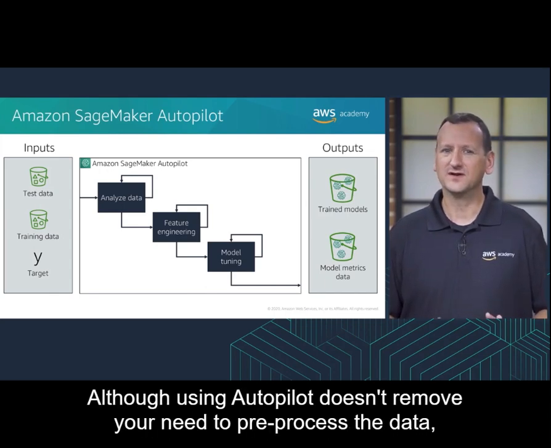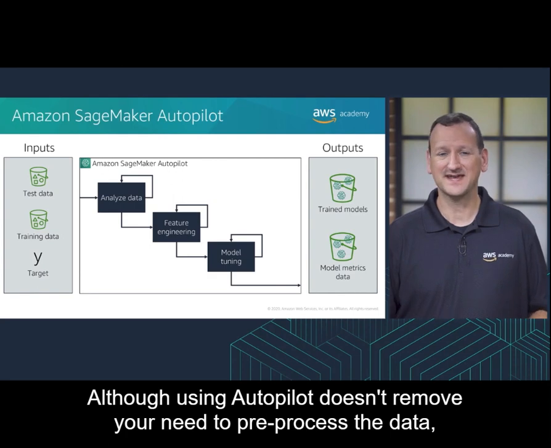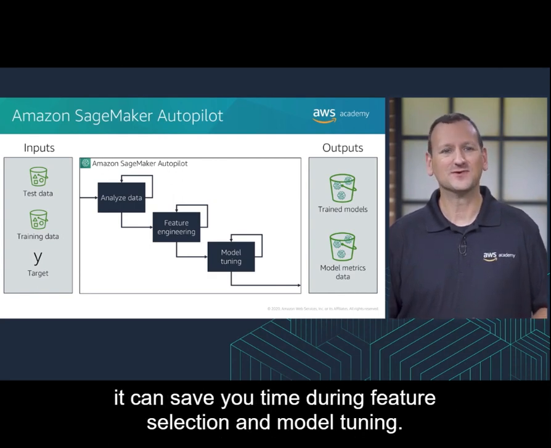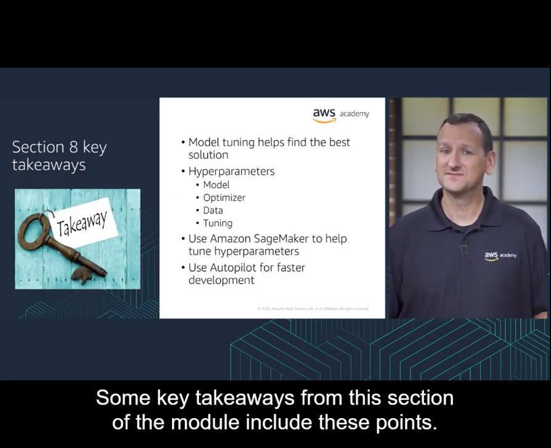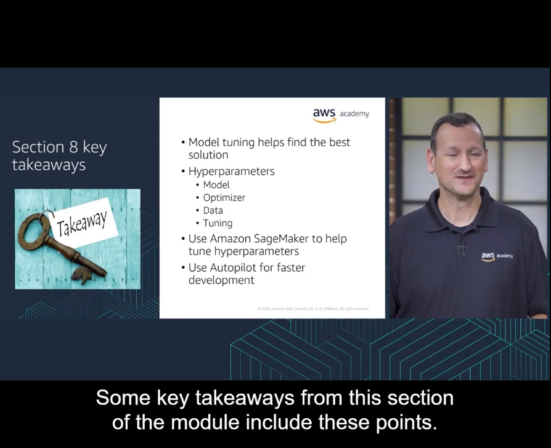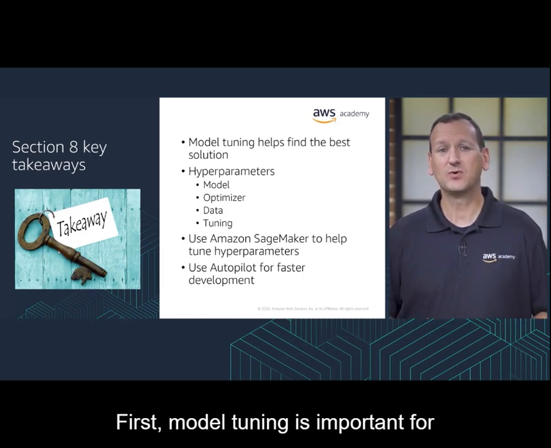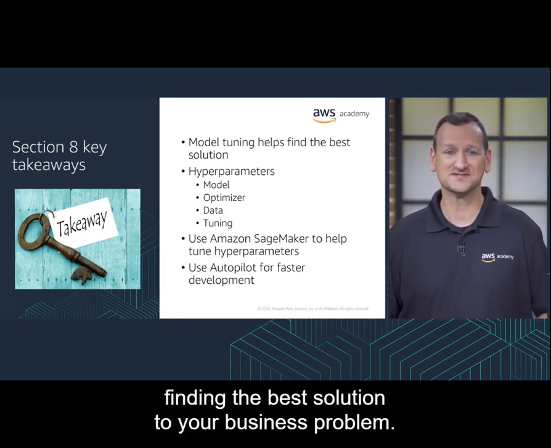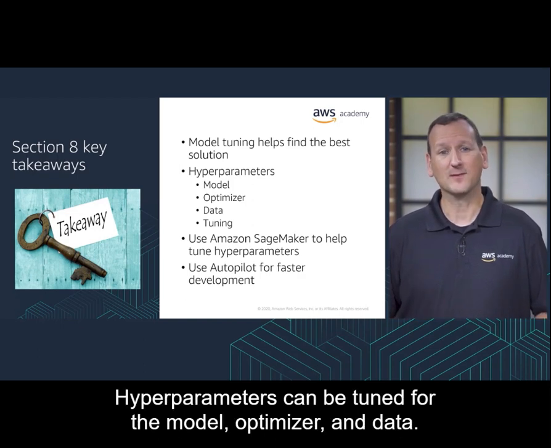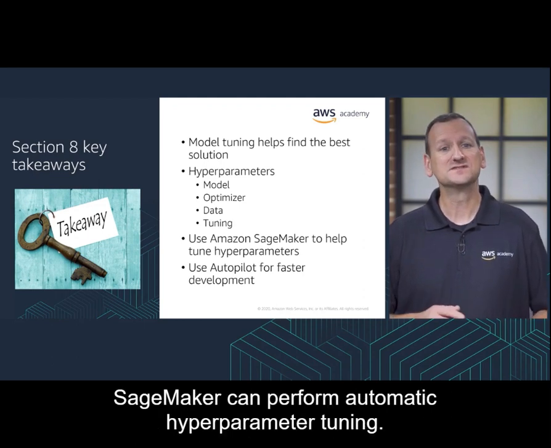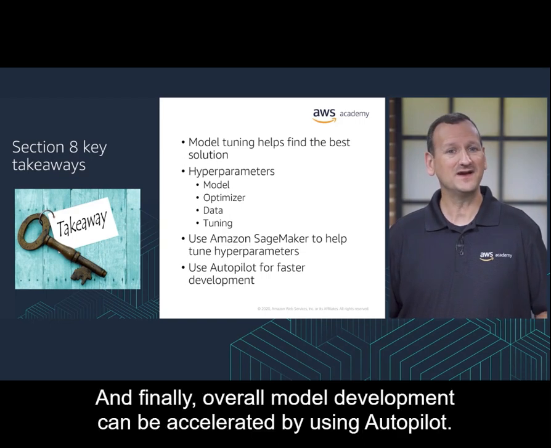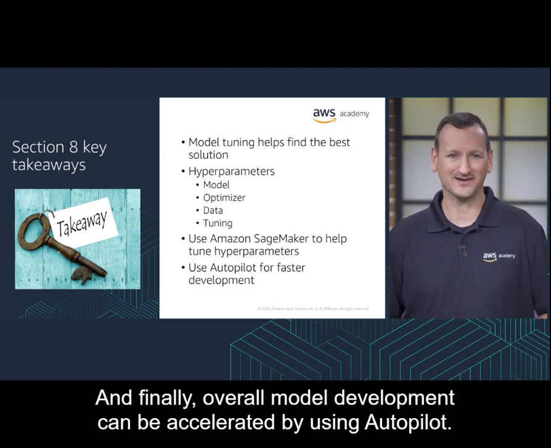Although using Autopilot doesn't remove your need to pre-process the data, it can save you time during feature selection and model tuning. Some key takeaways from this section of the module include these points. First, model tuning is important for finding the best solution to your business problem. Hyperparameters can be tuned for the model, optimizer, and data. SageMaker can perform automatic hyperparameter tuning. And finally, overall model development can be accelerated by using Autopilot.